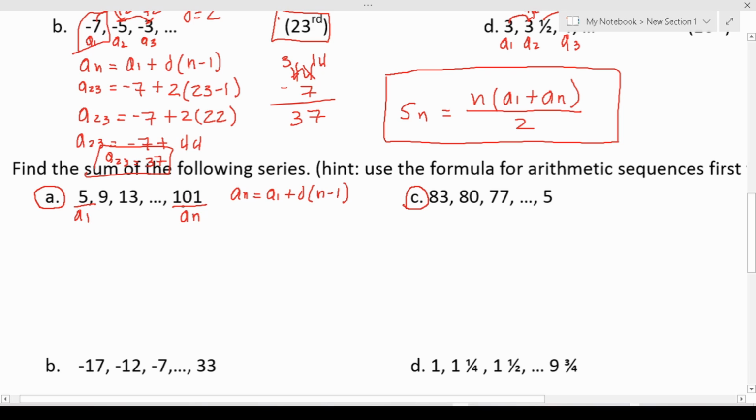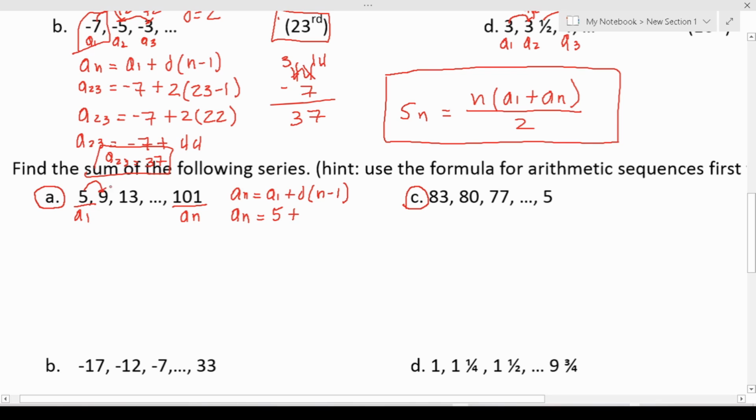And that will tell us what number this 101 is in this sequence, and we need that to use this formula. So let's go ahead and work on that. Again, that's going to be a sub n. Again, we're still trying to figure out what n is. a sub 1 we know is 5. The common difference, or d, is something we can figure out pretty quickly.